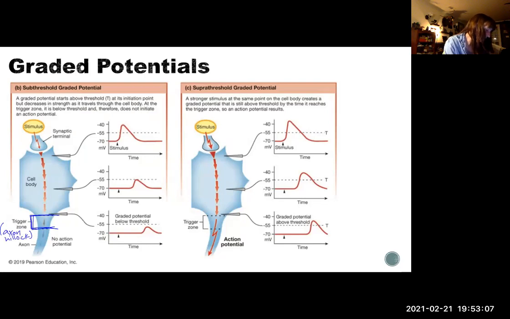Okay, so if that graded potential doesn't make it all the way into the trigger zone, or if it's not strong enough once it reaches the trigger zone, that's the end of that signal, and we refer to it as a sub-threshold graded potential. If it is strong enough to make it to the trigger zone and cross the threshold at the trigger zone and then the axon hillock, then it is referred to as a supra-threshold graded potential, and it will stimulate an action potential to be started down the axon, okay?